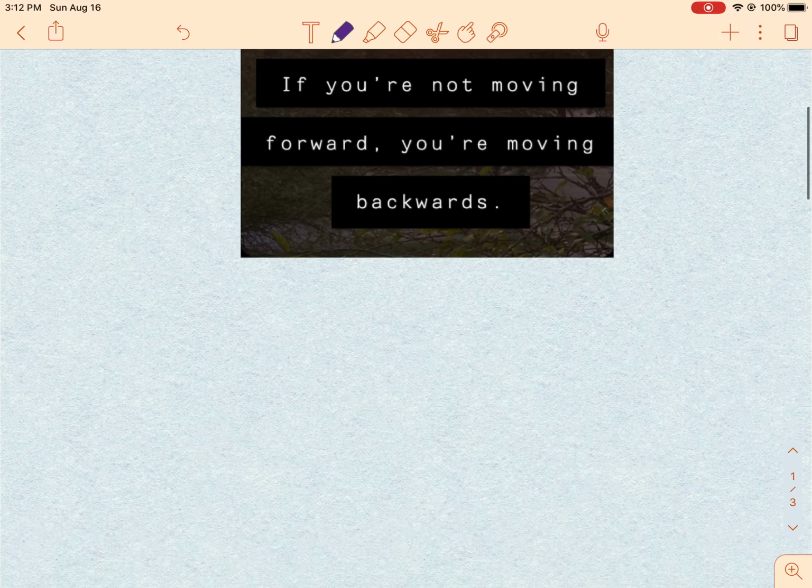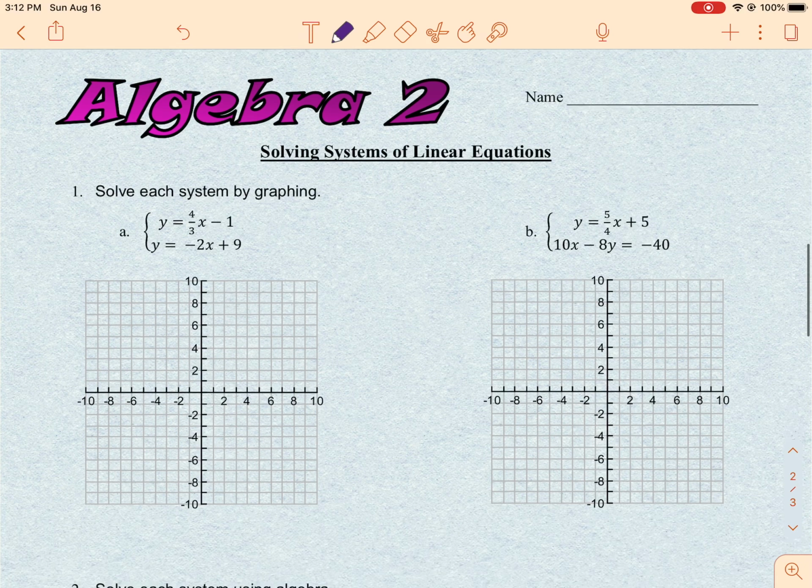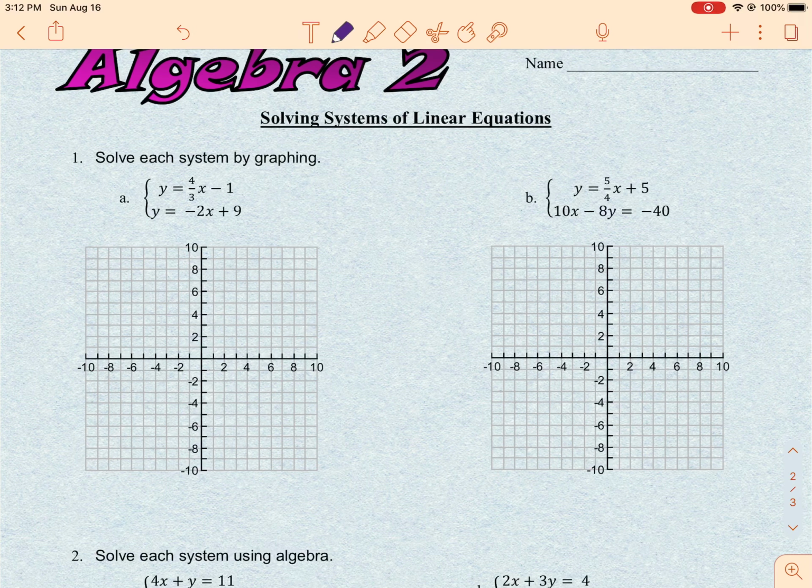So if you take a look at the solving systems, I would say you could probably go split screen watching this and then split screen of the actual notes while you're doing this on Notability is probably your best bet to be able to do both at the same time.